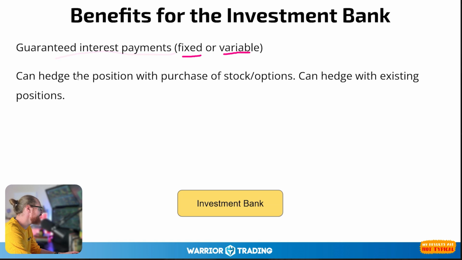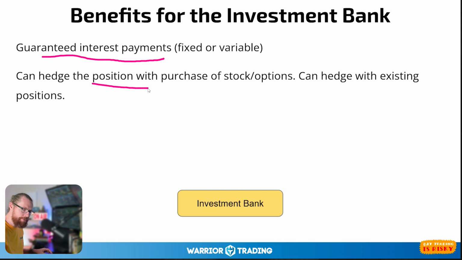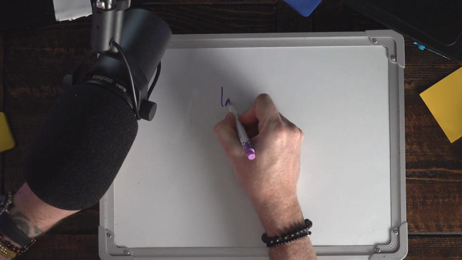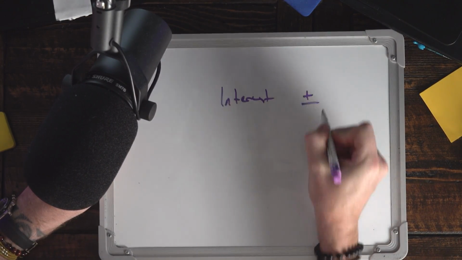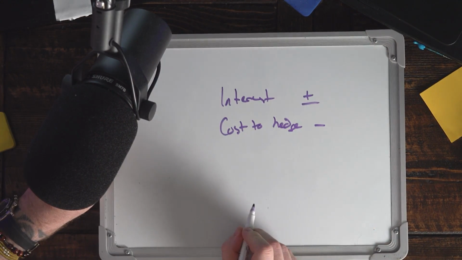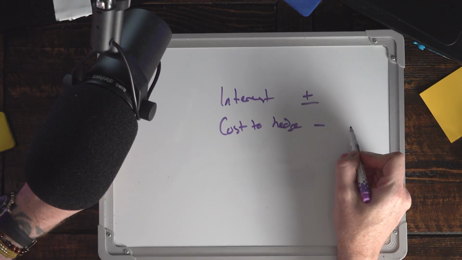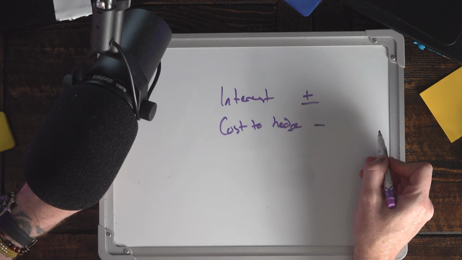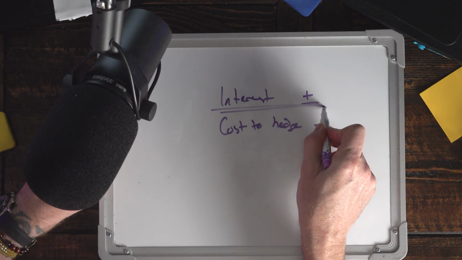And what they can do is turn around and hedge that position with the purchase of stock or options, if they want to. So they can hedge with existing positions if they already have existing positions on the book in their portfolio. And if they do, then for them this is like free money. They're getting guaranteed interest payments and they have a hedge. So essentially, for them, the profit is the delta between the interest payment, which is income they're getting guaranteed, and the cost to hedge, which is essentially insurance, right? So if they hedge with options, for instance, or with stock, they're hedging their position. But either way, they're getting the benefit of the interest.